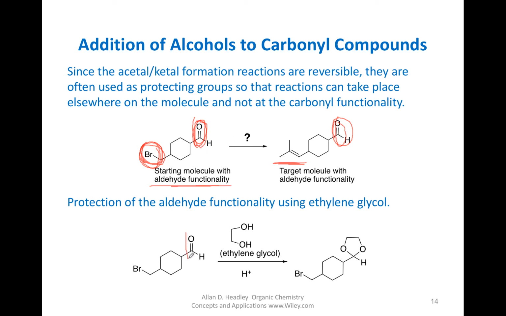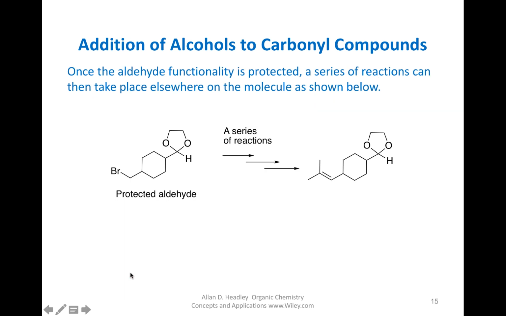We can protect the aldehyde group by reacting it with ethylene glycol. Notice it's a diol, so we have two OHs on the same molecule. If you have two OHs, one will go in and the other one will go in, and of course you get water as the product. So now we have our protected aldehyde. This is an aldehyde that's protected using ethylene glycol. Now we're set to carry out reactions on this end of the molecule.